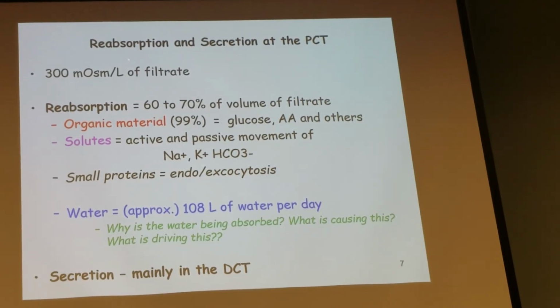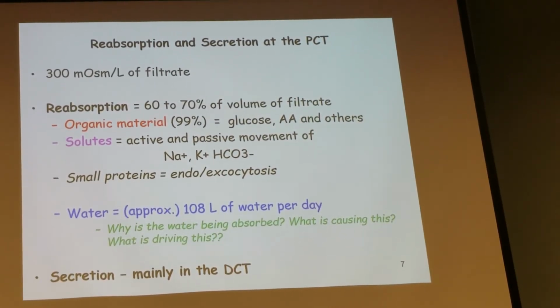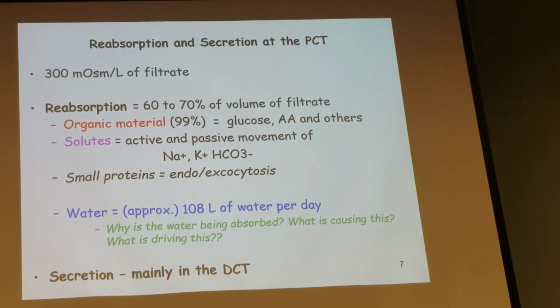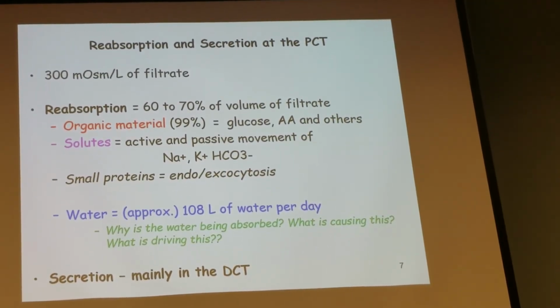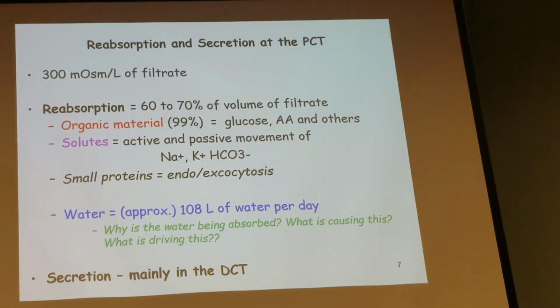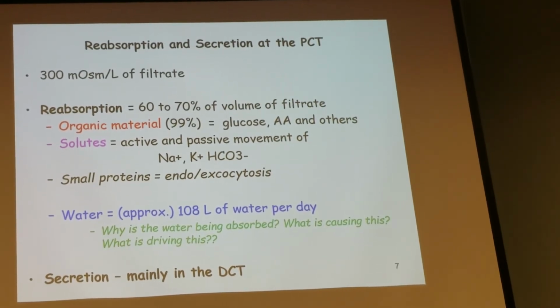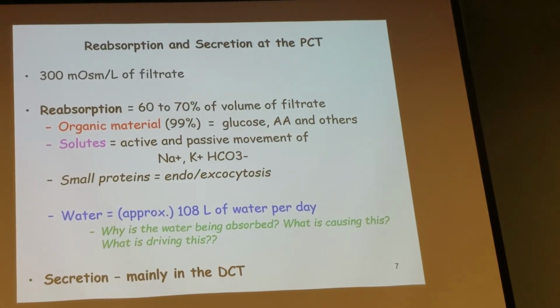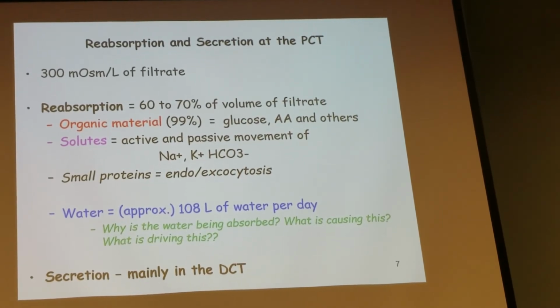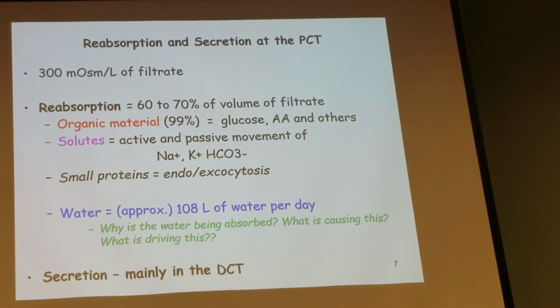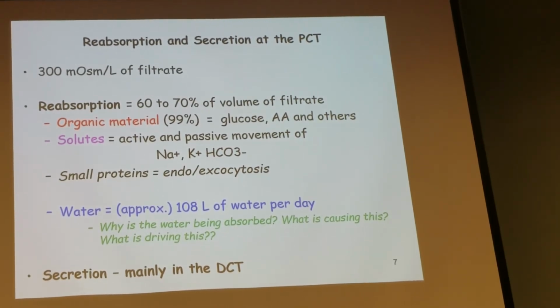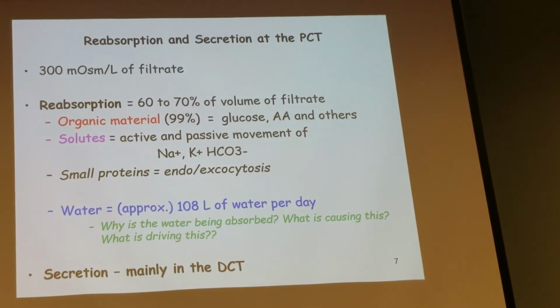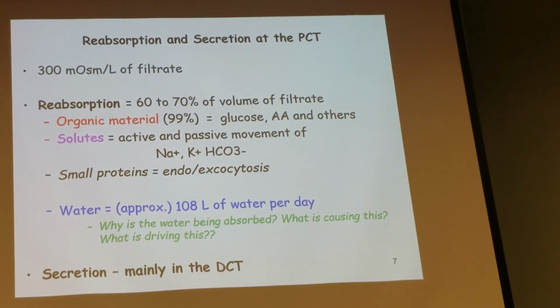Well, what happens in the proximal convoluted tubule? The osmolarity of the filtrate that just left the glomerulus is 300 milliosmoles. That's the level of its concentration. That's the same as the blood, which kind of makes sense because it just came from the blood. So we're going to keep an eye on that number. Now that fluid just comes into the proximal convoluted tubule. I'm looking at 125 milliliters a minute of that, or 180 liters a day.